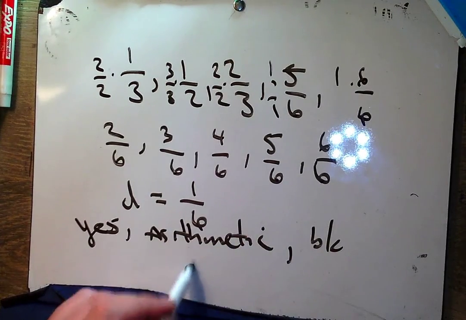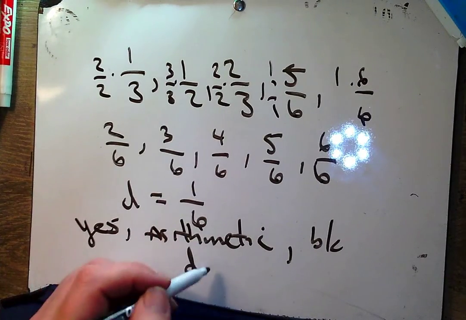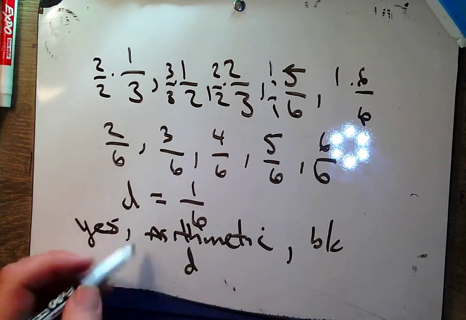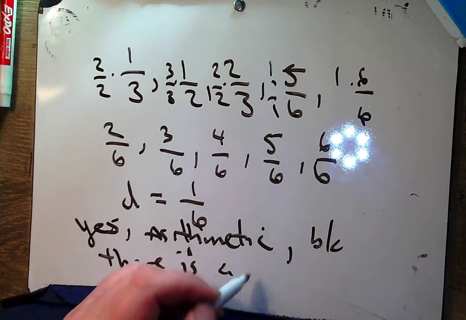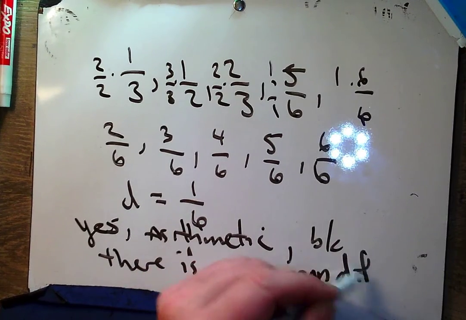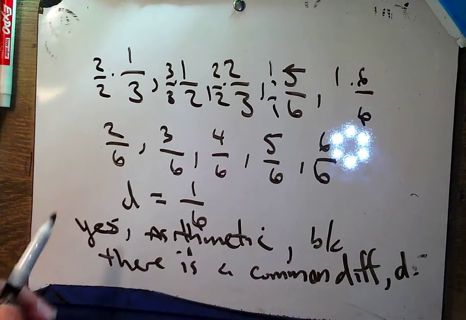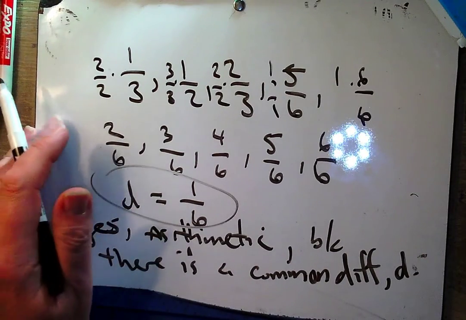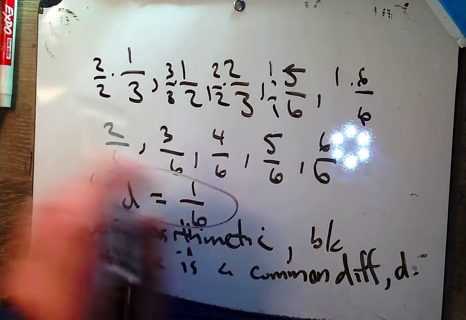Because there exists a d, because there is a common difference, d. And you might want to say in this case d equals 1/6. Okay, so let's take a look at the next one.